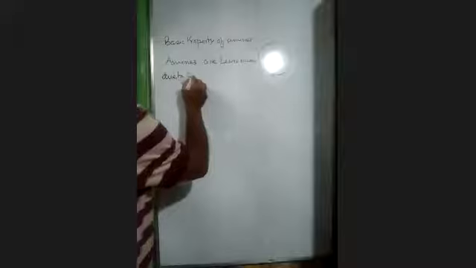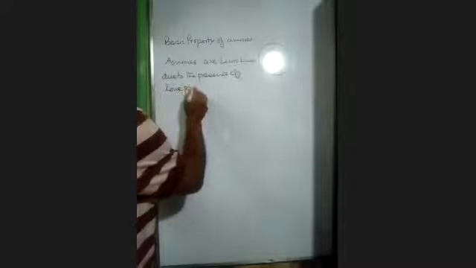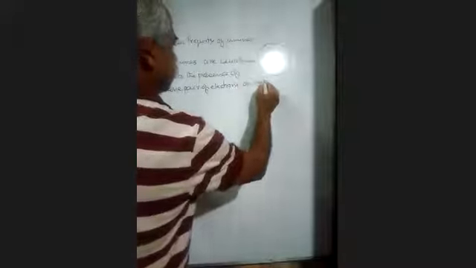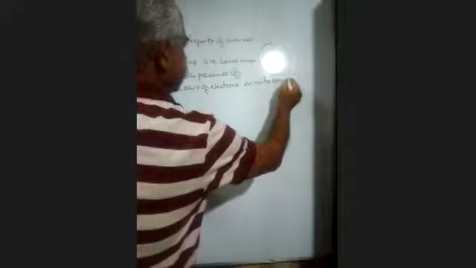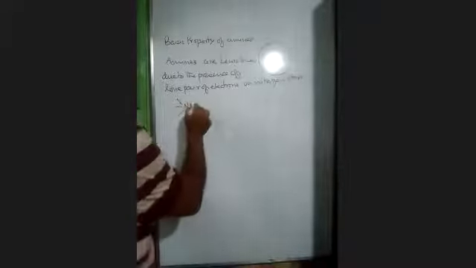Due to the presence of lone pair of electrons on the nitrogen atom. Okay? So, see here. This is the one which can donate. So, this one, it can donate. Because of that, it is a Lewis base.